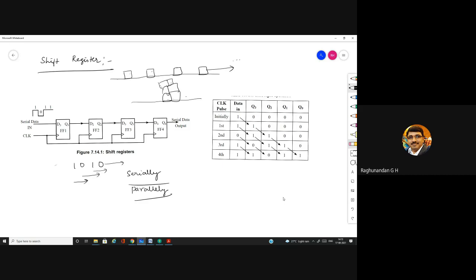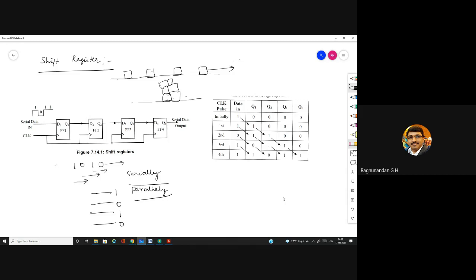If you are going for a parallel, during that time, we need to use multiple flip flops in parallel combination, multiple things like this, and 1 0 1 0.